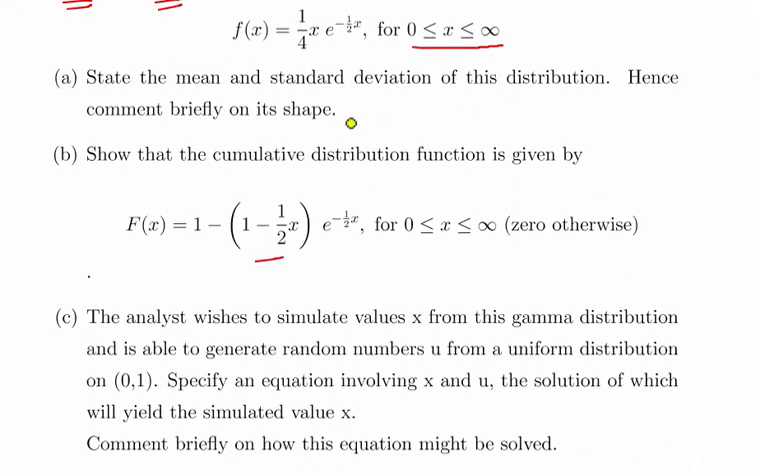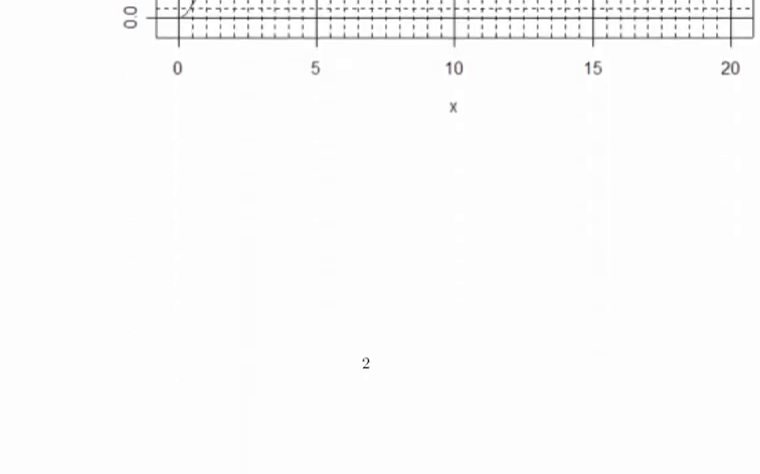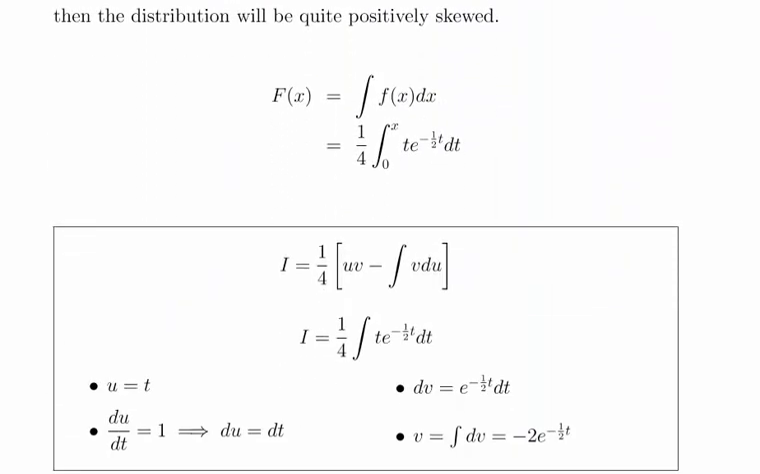Now, the second question is, show that the cumulative distribution function, capital F of x, is given as follows. So this really is the main part of our question. Okay, so the cumulative distribution function, capital F of x, is the integral of the probability density function. We'll include our limits there, from 0 to x as well. Okay, that should be in there.